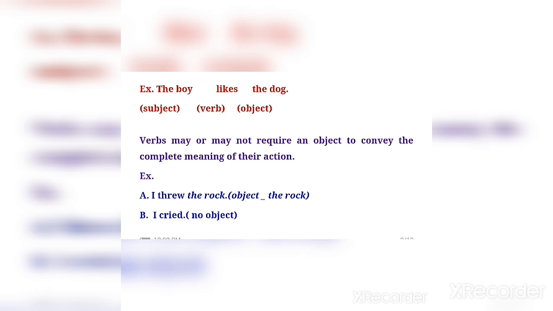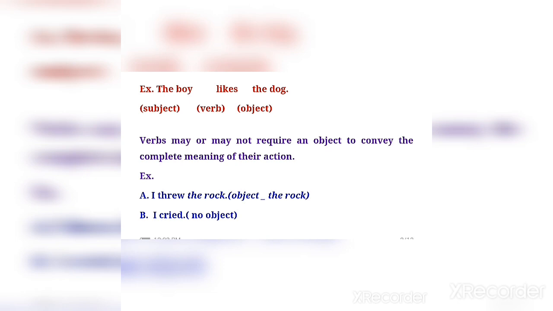Now see, verbs may or may not require an object to convey the complete meaning of their action. Clear? Sometimes a verb requires an object to complete its meaning, and sometimes it does not. When it requires an object to complete its meaning, it is called a transitive verb, and when it does not require any object to complete its meaning, it is an intransitive verb. See the examples given below.